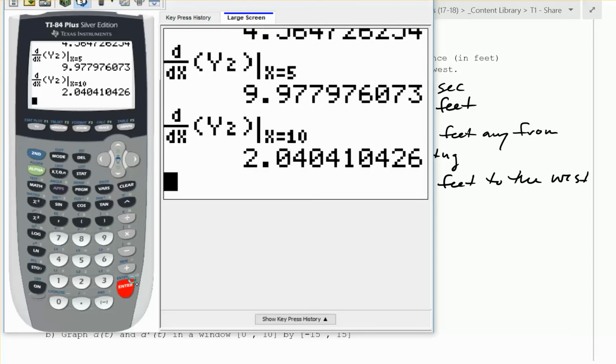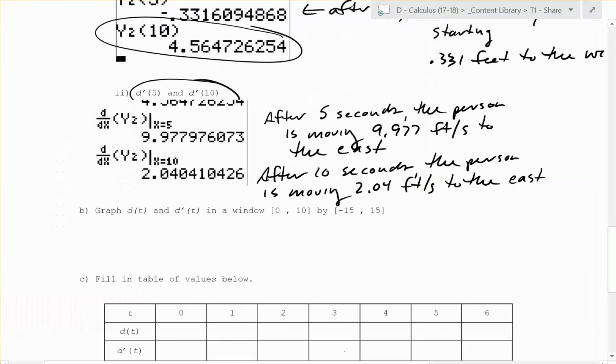There we go. So, what does that mean? Remember, these are rates, so this means that at 5 seconds, the person is now moving 9.977 feet per second to the east, and then at 10 seconds, the person is moving 2.04 feet per second to the east.